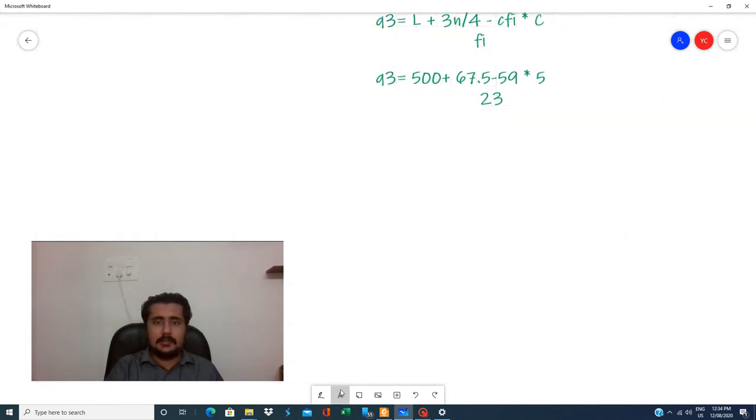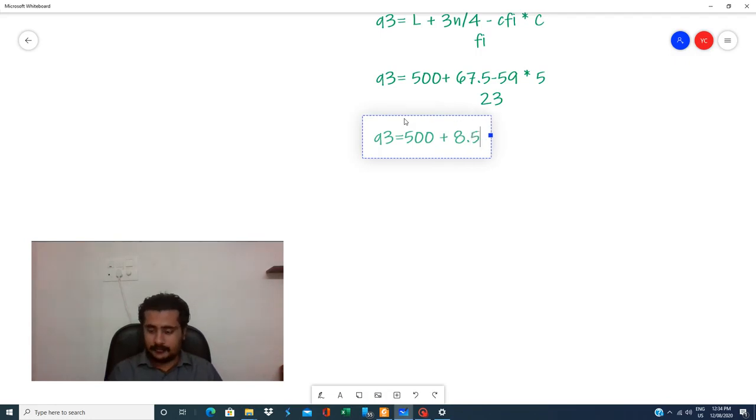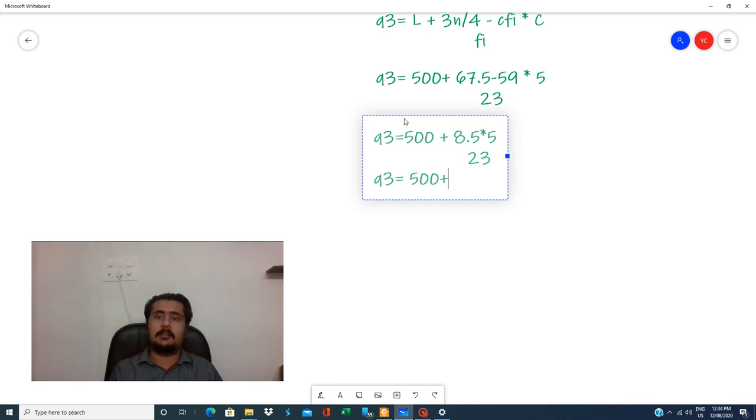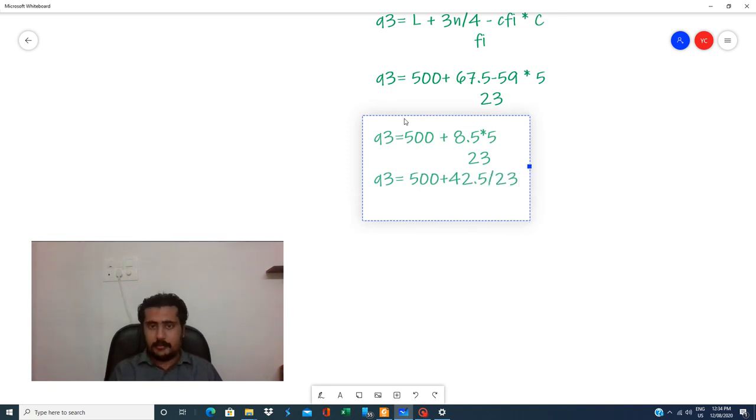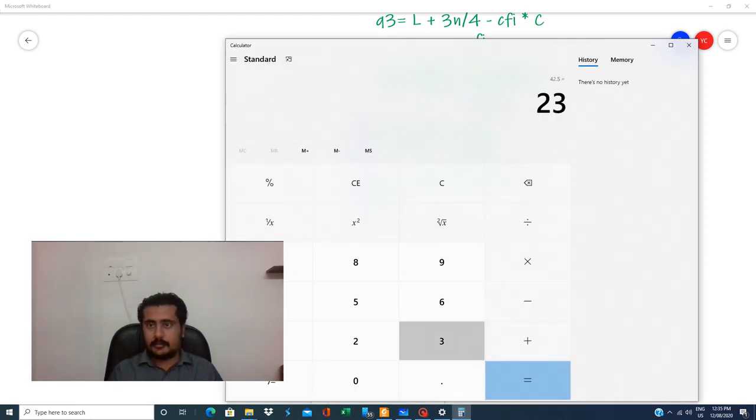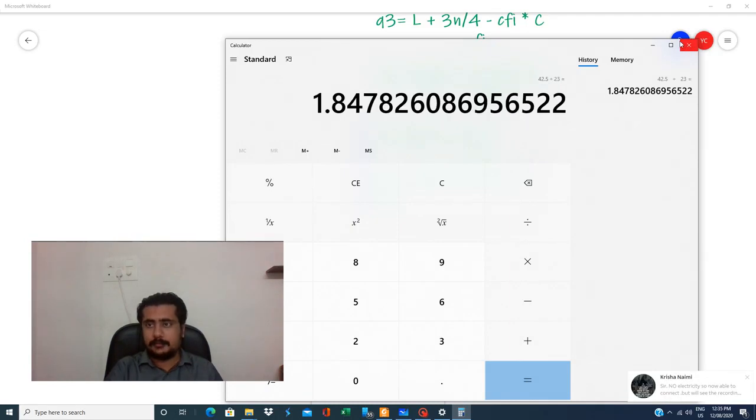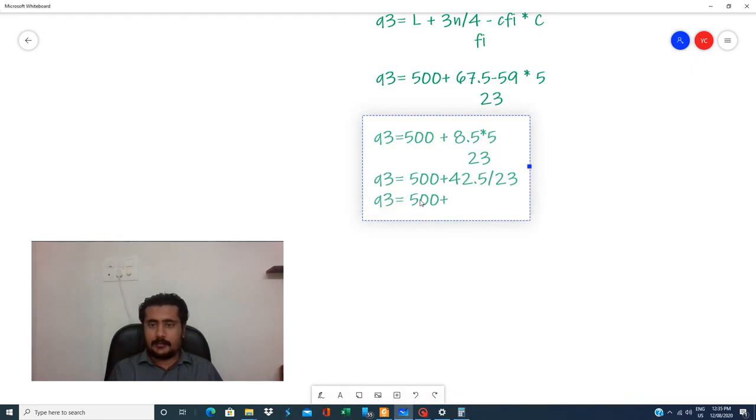And let's solve this one. Q3 is equal to 500 plus. Now 67.5 minus 59 is 8.5, into 5 upon 23. So Q3 is equal to 500 plus. Now what is 8.5 into 5? That is 42.5 upon 23. So let's solve this. 42.5 upon 23 is 1.85. It's 500 plus 1.85. Q3 is equal to 501.85.